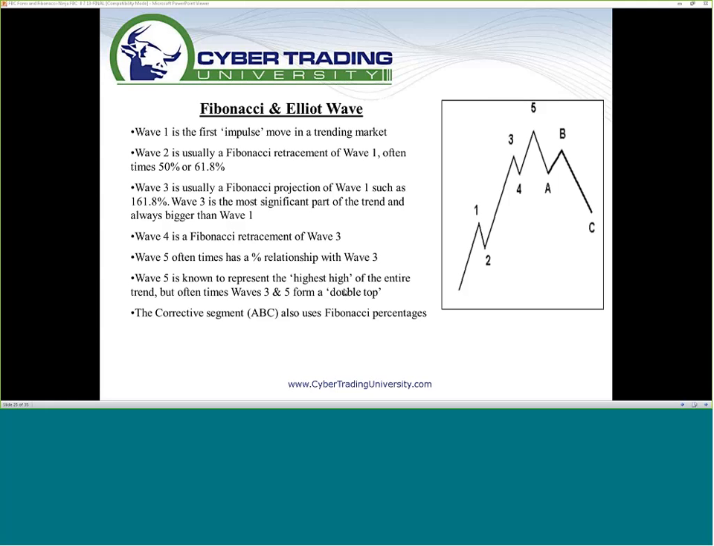Wave 5 is known to represent the highest high of the entire trend, but oftentimes wave 3 and 5 are double tops. And then the corrective ABC, B, C are also obviously Fibonacci percentages of the prior moves.